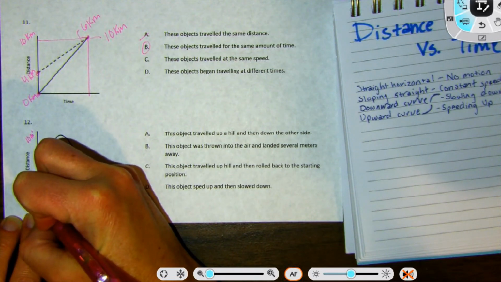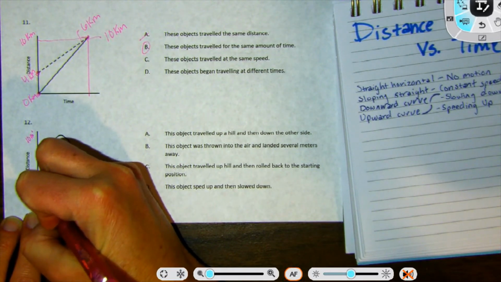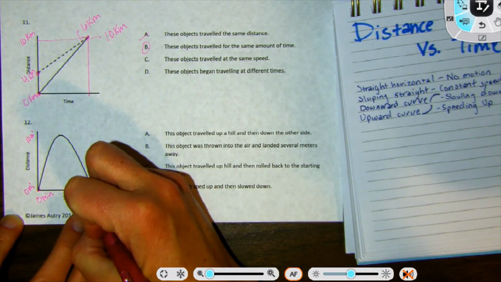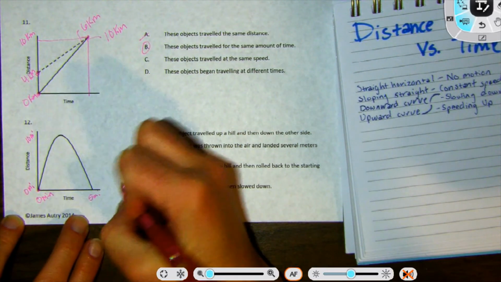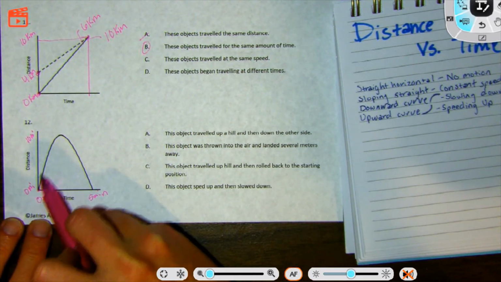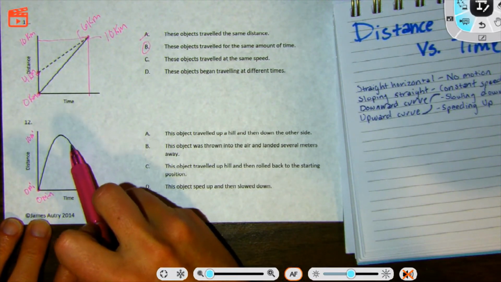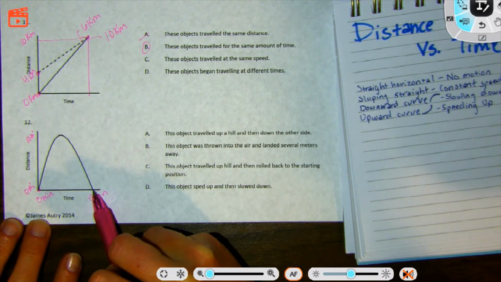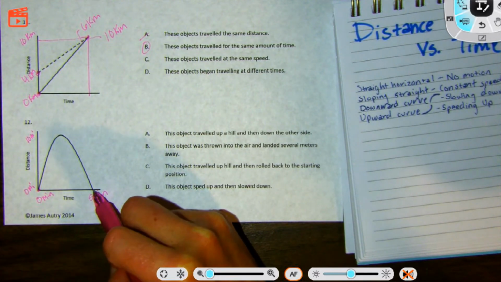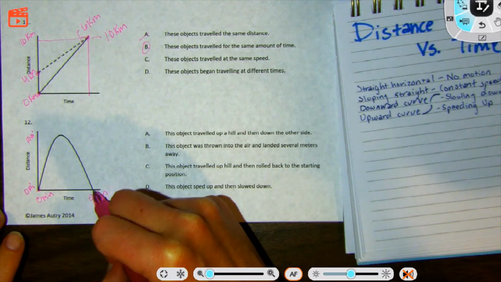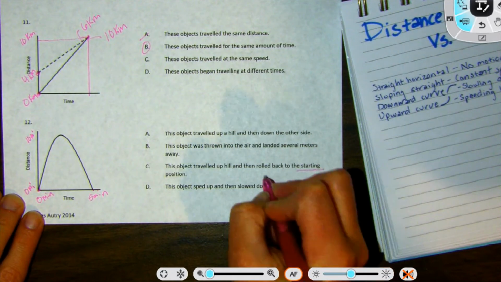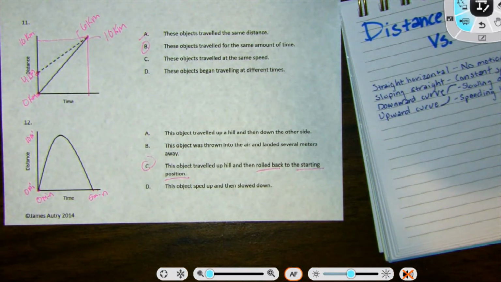And say this is 0 minutes. I'm trying to use different units here. So 0 minutes, and we'll say this is 5 minutes. So we can see it started at 0 miles. It went up 10 miles and then came back down to 0 miles where it started. All right, so it started and stopped in the same location. It rolled back to its starting position.